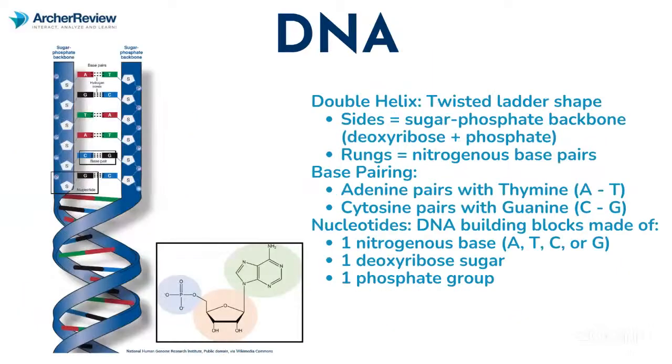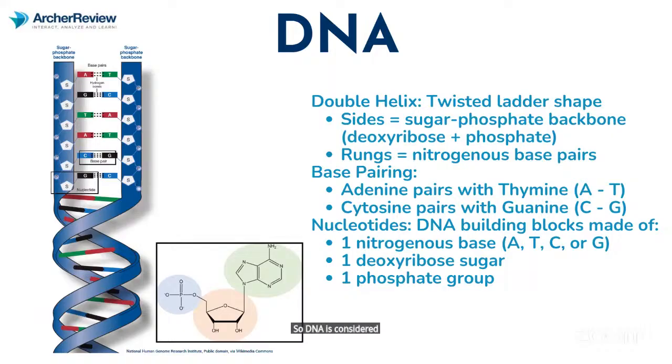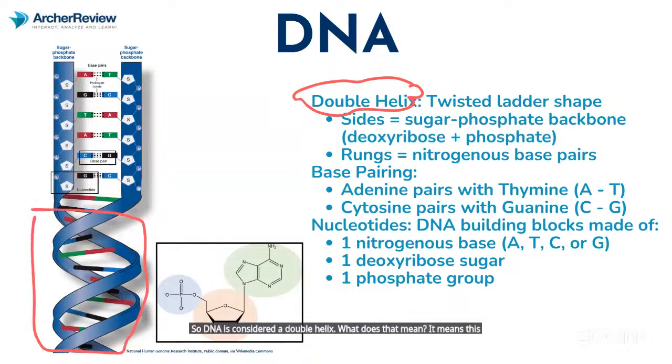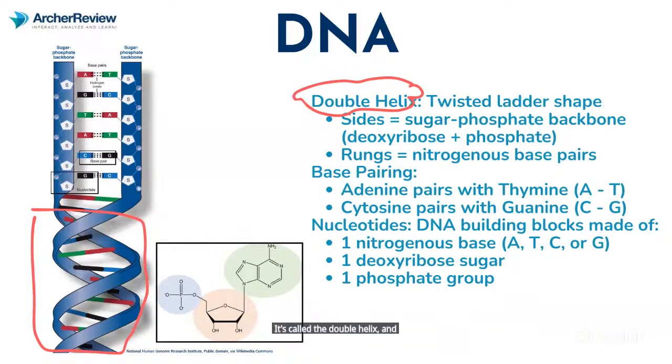So now let's shine our spotlight a little deeper into DNA and RNA before we go into protein synthesis, since proteins are really where it's at. So DNA is considered a double helix. What does that mean? It means this round structure. It's called the double helix, and it's a twisted ladder shape where the sides are made of a sugar and a phosphate. And that's what we see all along here.